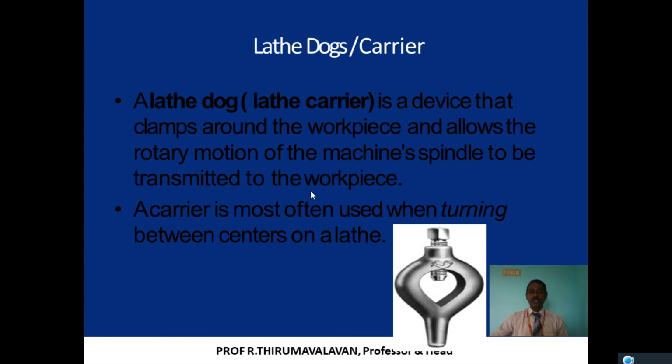In this, if we are using the dogs, the motor is rotating. If the motor rotates, the spindle of the headstock rotates. When the headstock rotates, the power is transmitted to the driving dog, then it goes to the workpiece. So spindle to dog to workpiece. The carrier is most usually used for turning between the centers of the lathe. It is used for performing operations between centers of the lathe. If we are using the dogs, we need the faceplate. Otherwise we cannot use these dogs. Dogs are used along with the faceplate.